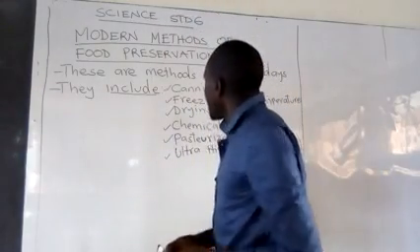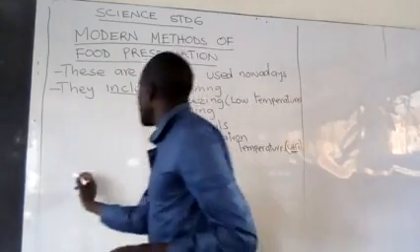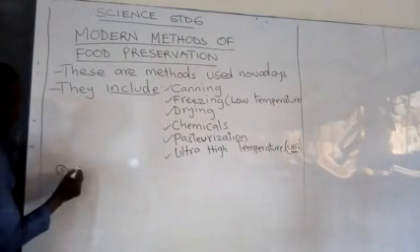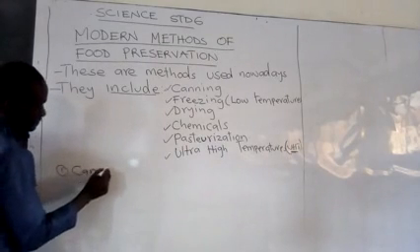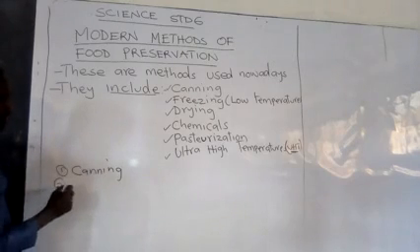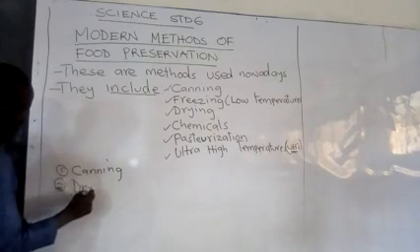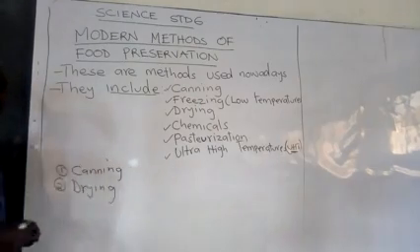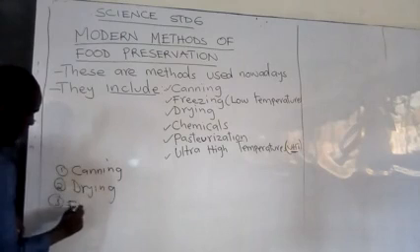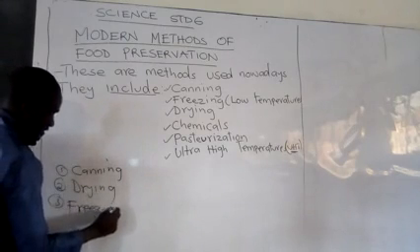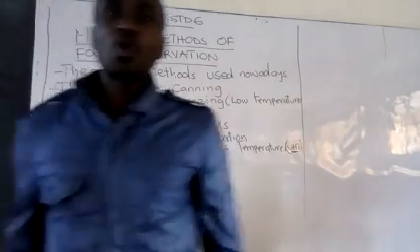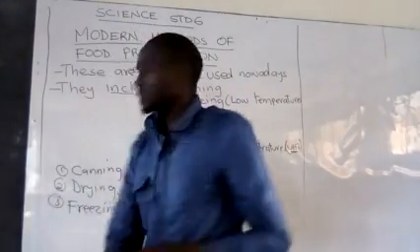Now in this lesson we are going to talk about three only. The first one we'll talk about is canning, then the second one is drying, and lastly we'll talk about freezing. Freezing is an example of use of low temperature. So let's pick the first one. We pick drying.